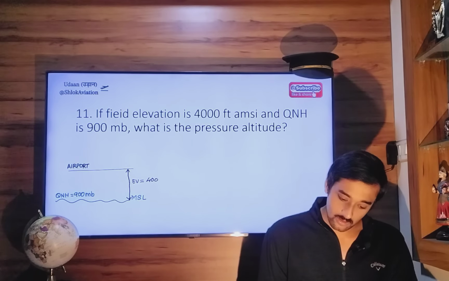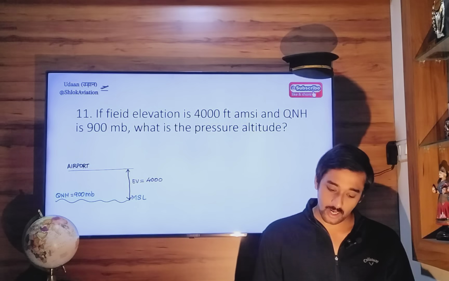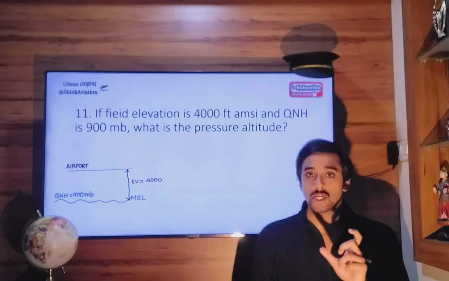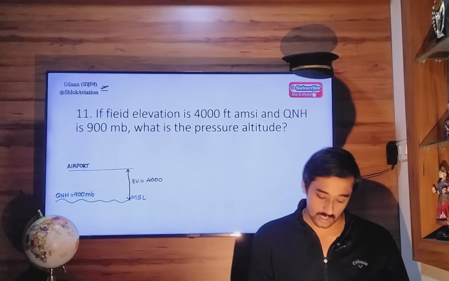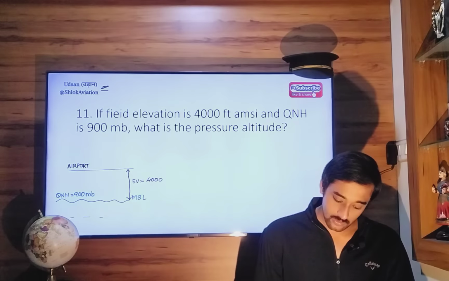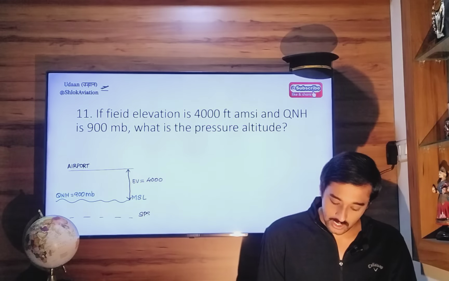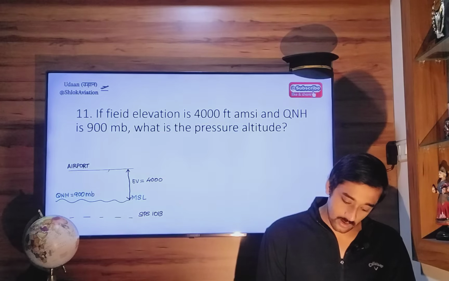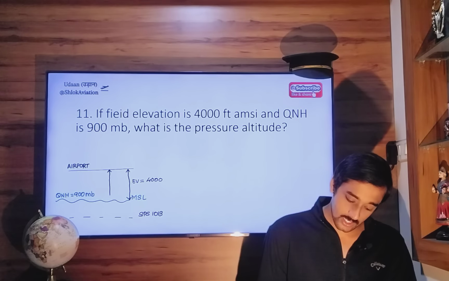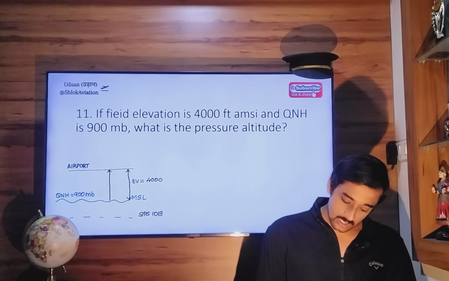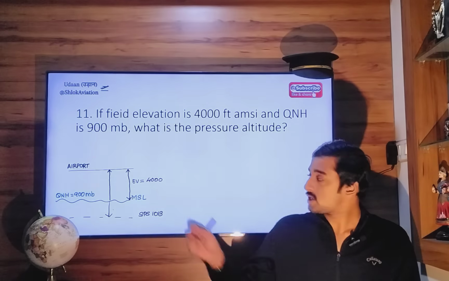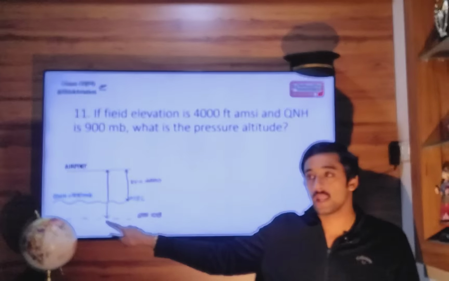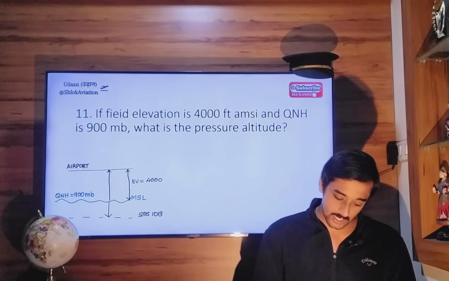4,000 feet. QNH 900 millibar. What is the pressure altitude? Now pressure altitude is always measured from standard pressure setting pressure level 1013. So let's draw that. This is your standard pressure setting 1013. So pressure altitude will be equal to elevation, this much elevation, plus extra this. Now this extra value is nothing but the height difference between these two pressure levels, QNH and standard pressure setting.